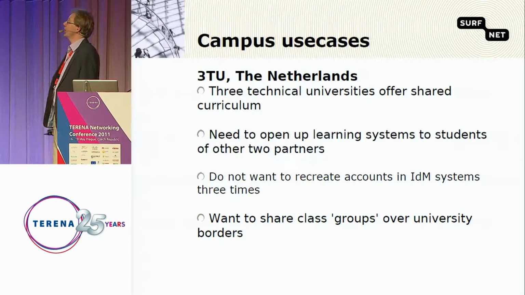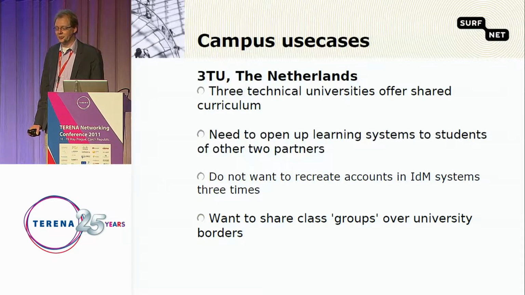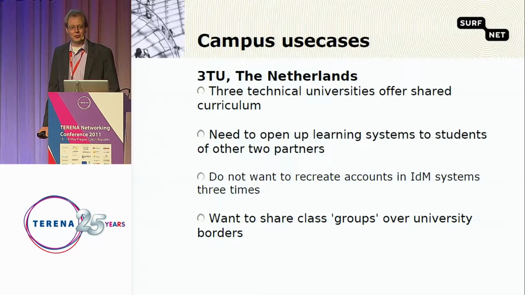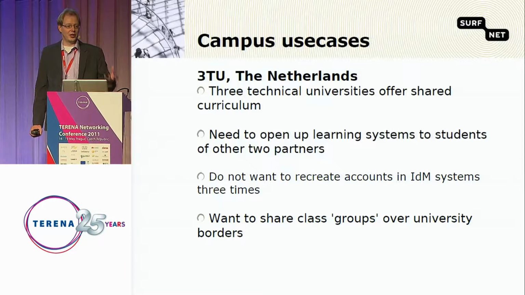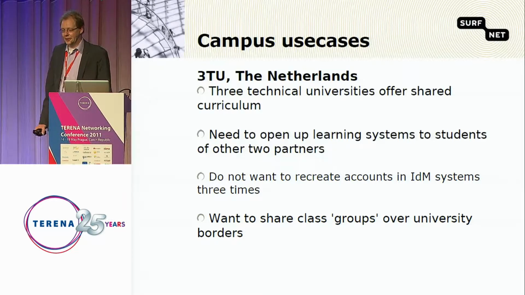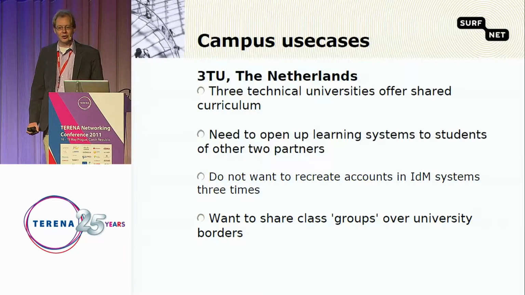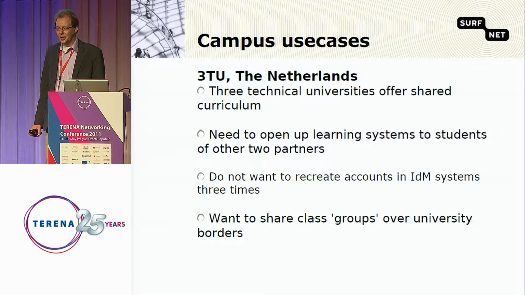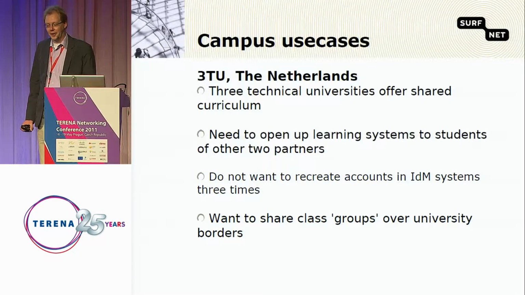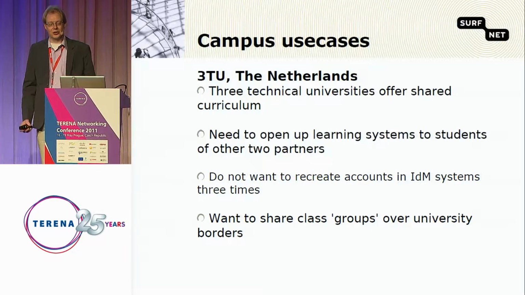Within the Netherlands, we have some campus use cases, like for example 3TU, which is a collaboration between 3 technical universities in the Netherlands. And one of the things they want to do is to offer shared curriculum to students. So a student of Enschede University can go and take classes in Delft, for example. And actually, when you look at it from a technical perspective, this means that they somehow need to open up their e-learning systems for the other students. But they do not want to create the other students and their accounts in their own IDM systems. And to add to that, they want to share the concept of a class or a group between these e-learning systems.